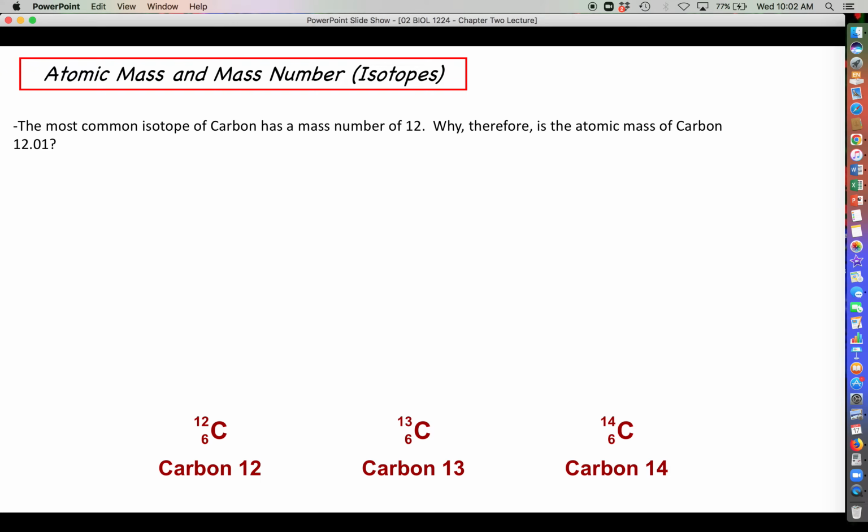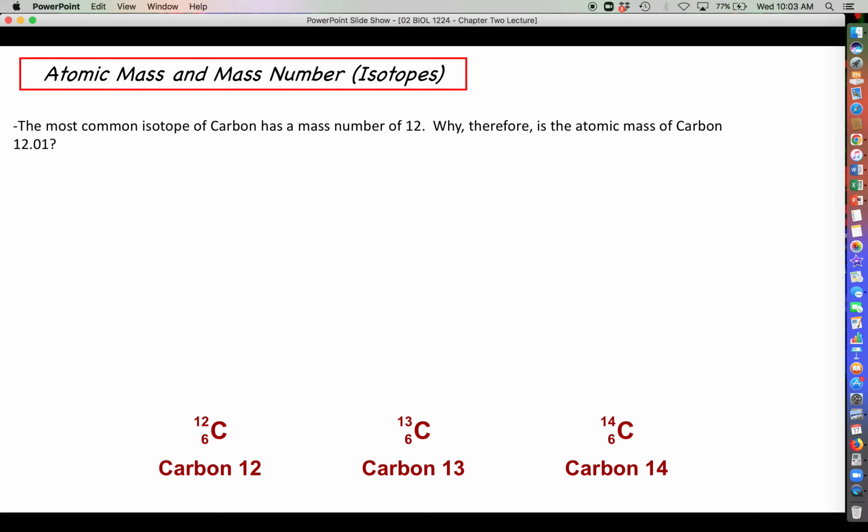So one last thing to talk about with isotopes. Why is it that for carbon, the atomic mass is 12.01, whereas the mass number for carbon-12 is 12, it's 13 for carbon-13, and 14 for carbon-14? So how do we arrive at that atomic mass of 12.01? Well, the atomic mass is basically the average mass of a carbon atom that is found in nature, okay?